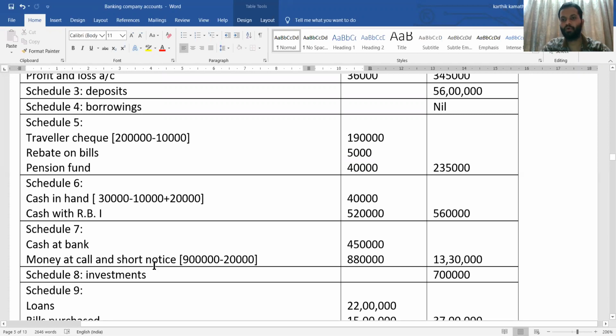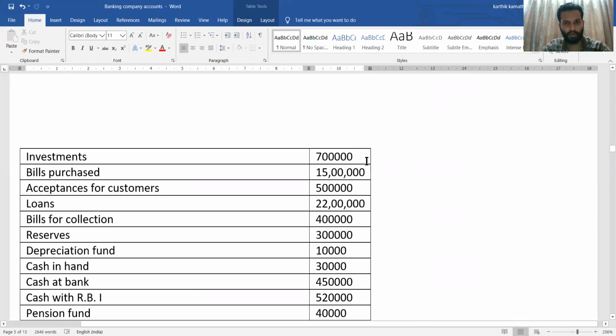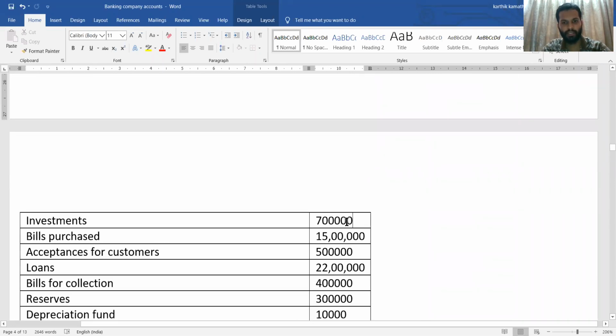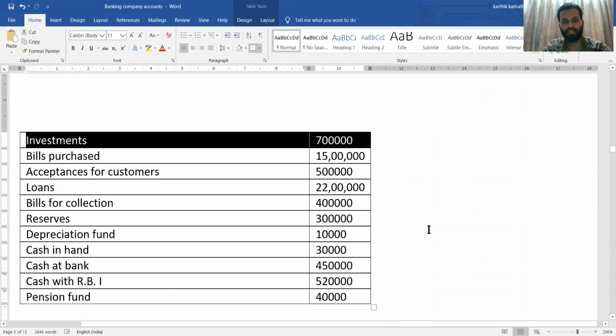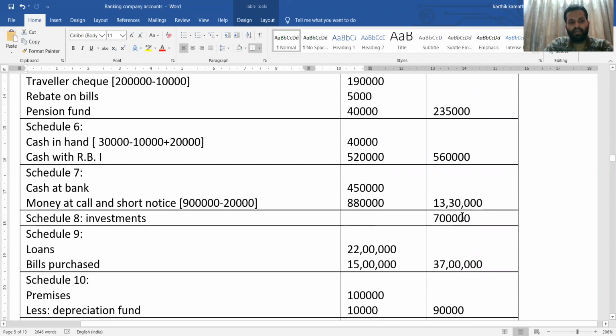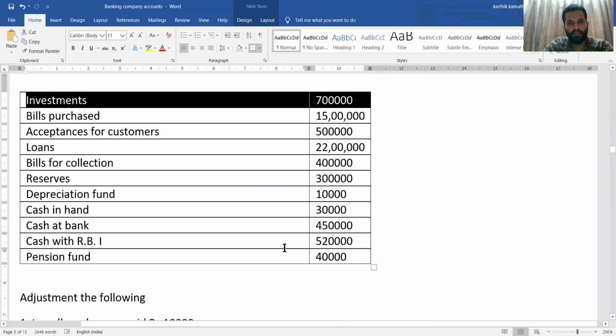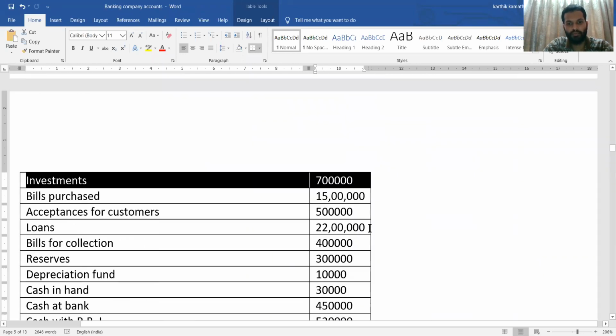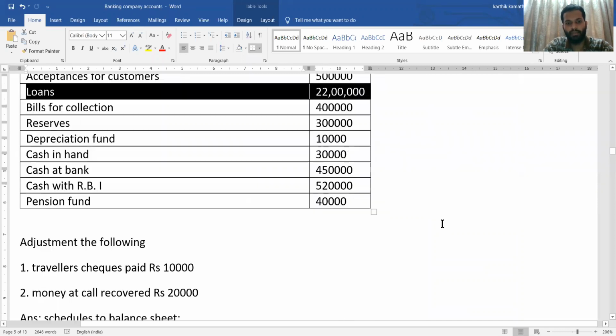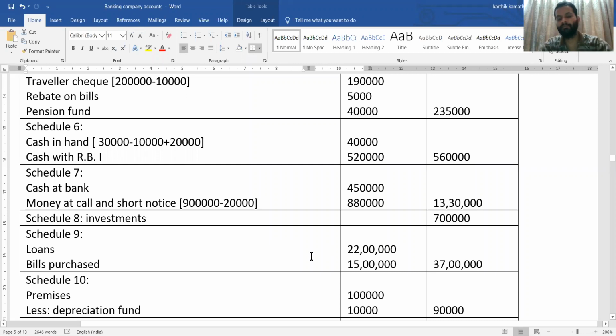Now schedule number 8, only one information is given. That is directly they have mentioned investment in the problem. Investment information 7 lakh. So directly you are going to write investment 7 lakh. Schedule 9, loans and advances. Now loans information is given in the question: loans 22 lakh. So we are taking 22 lakh loans. Then bills purchase, schedule number 9, bills purchase. Then what about if there is any provision for bad debts?